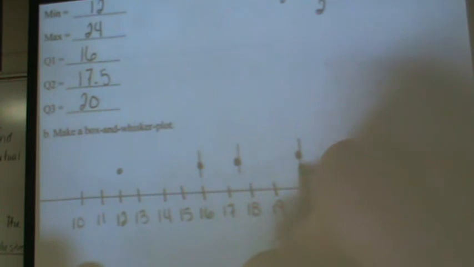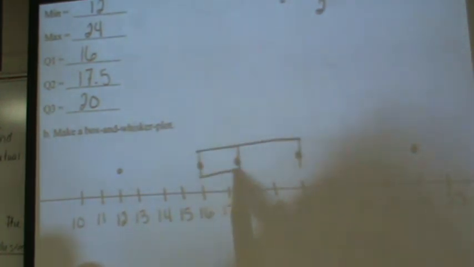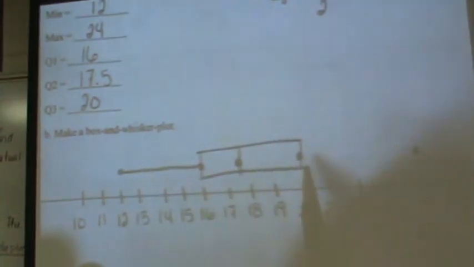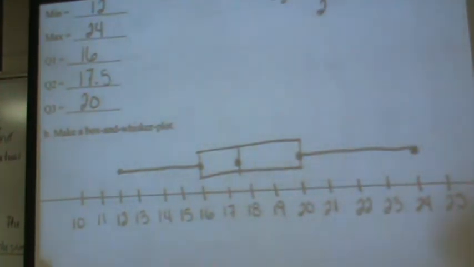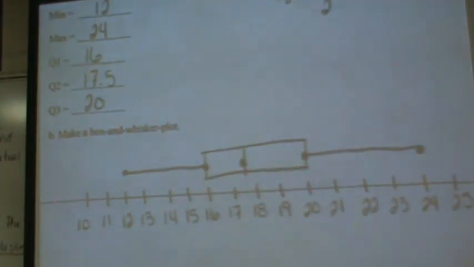Again, vertical lines at all your Q values, connecting those to make your box. And then connecting your max and min to make your whiskers. So your box and whisker plot for number 7 should look similar to that. And we're done.